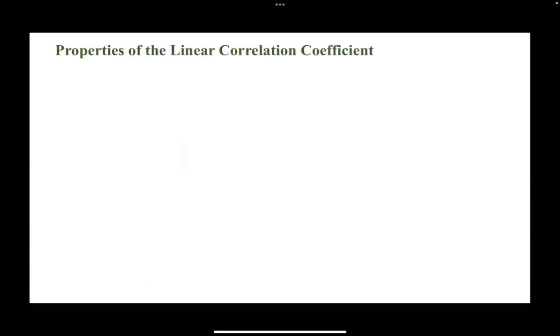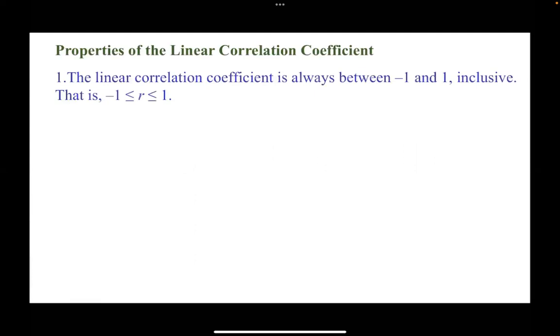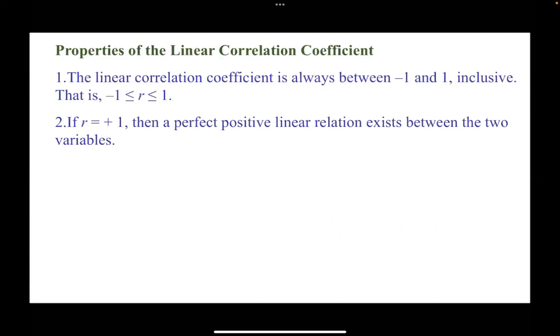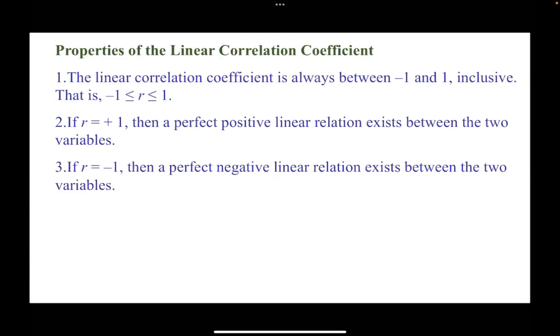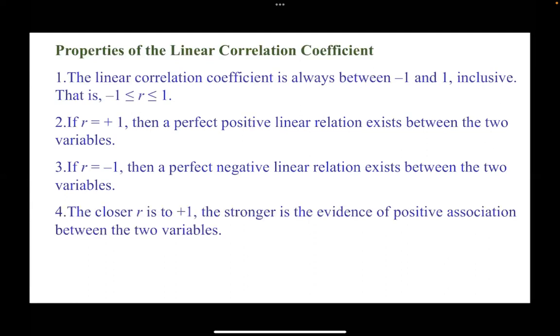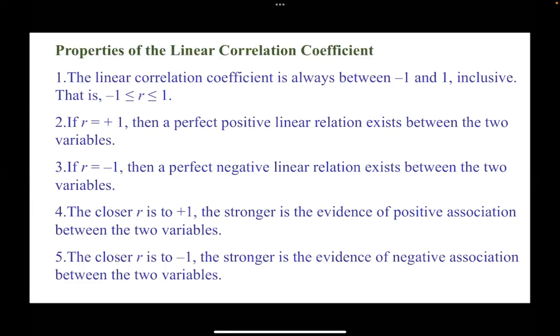Now there's going to be a whole lot of words on this page. I don't know why they do this. So the linear correlation coefficient is always between -1 and 1, and both -1 and 1 are allowed. So -1 is a perfect negative linear relation, and +1 is a perfect positive linear relation. So the closer we are to 1 or -1, the closer we are to a perfect linear relation. +1 is strong positive association, -1 is strong negative association.